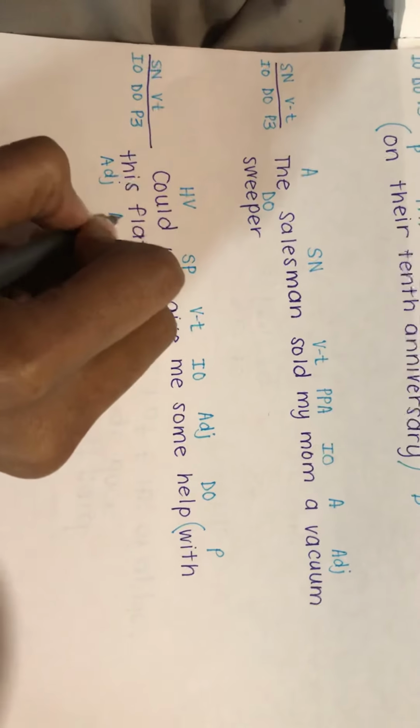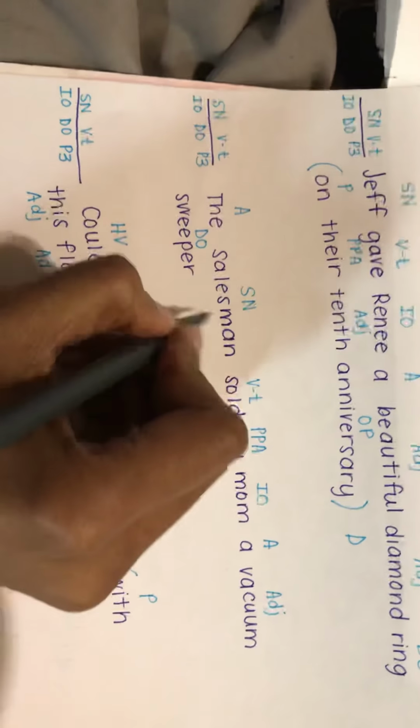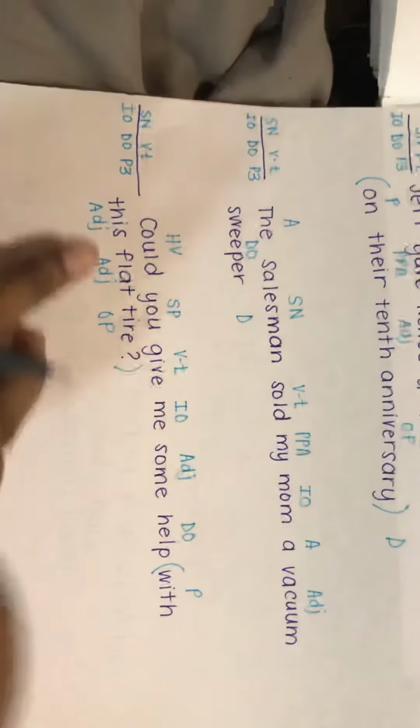Mrs. Harris forgot to label. The salesman sold my mom a vacuum sweeper. This is a declarative sentence. Could you give me some help with this flat tire? It is a sentence that's asking a question, so it's an interrogative.